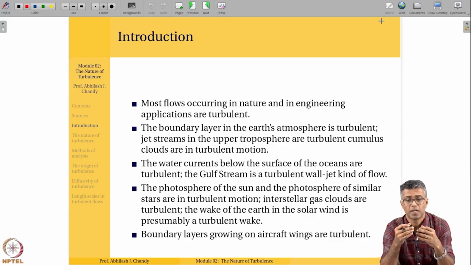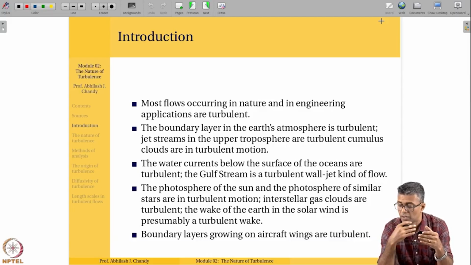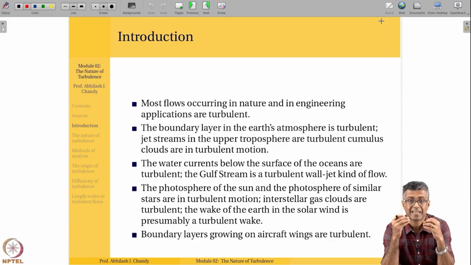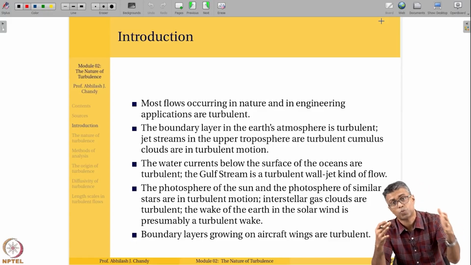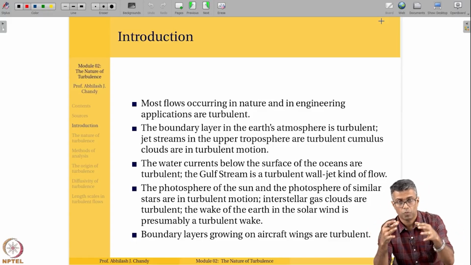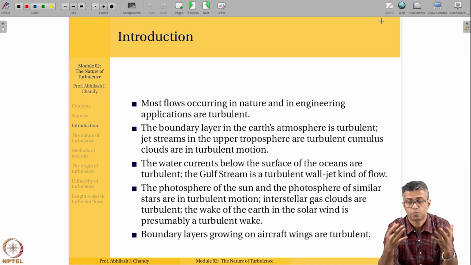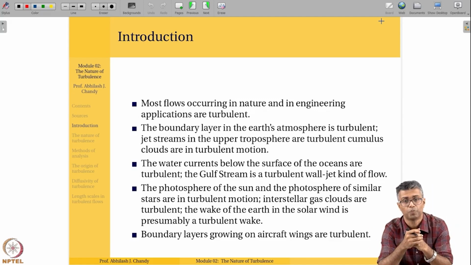What do I mean by solar wind? It's basically a continuous stream of charged particles, mostly electrons and protons, that are ejected from the outer atmosphere of the sun, which is called the corona. So this is that continuous stream, that's a solar wind. So the turbulent wake behind the earth, where earth is acting like a bluff body, is possibly, so the wake behind the earth is a turbulent flow. These are natural flows, right? Flows that occur in nature that are turbulent.